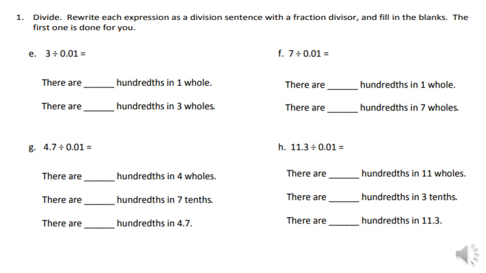All right, for E, there are blank hundredths in one whole. Well, we know there's 100 hundredths in one whole. So if there's 100 hundredths in one whole, there's going to be 3 times as many for 3 wholes. So it'll be 300 hundredths. In F, once again, we know there's 100 hundredths in one whole. So 7 wholes will be 7 times as many, so it'll be 700 hundredths.